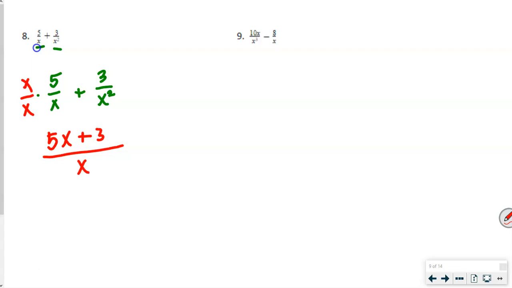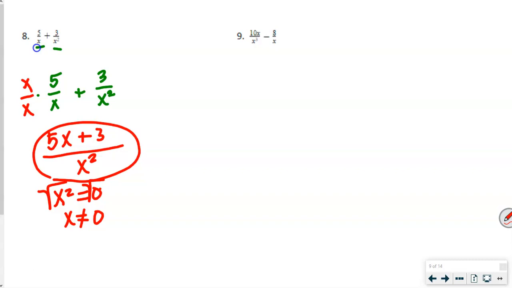And once again, we're going to set this equal to 0. The x squared equals 0. So that would be the square root. So x cannot equal 0 here again, okay? So now go ahead and do the Your Try and come back to me when you're done.